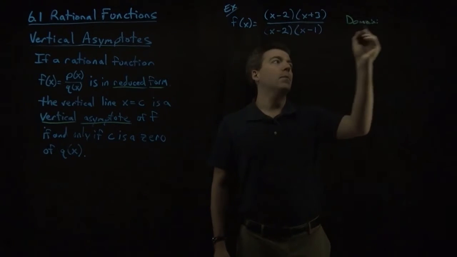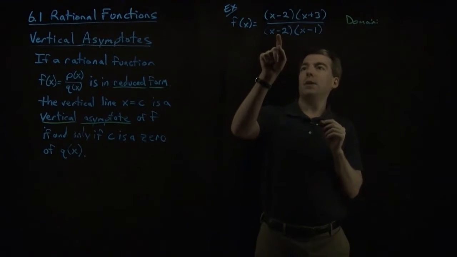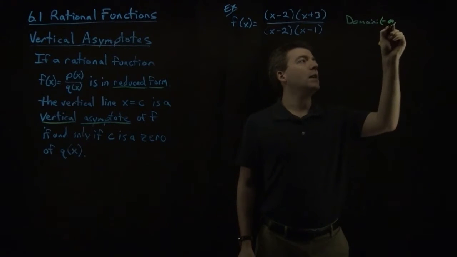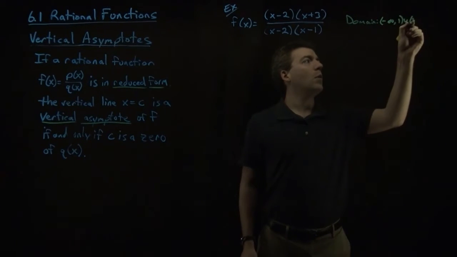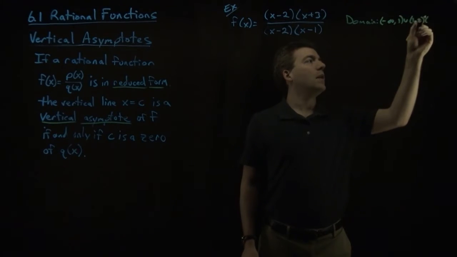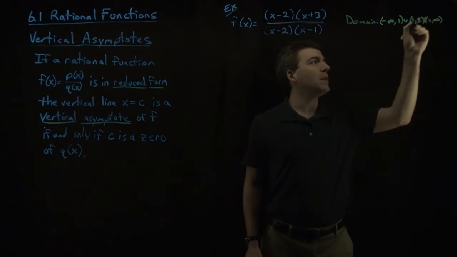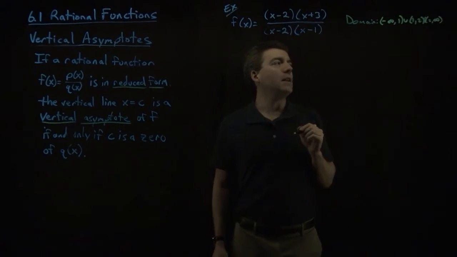So the domain is going to be, let's see, everything but 2 and 1. So negative infinity to 1, 1 to 2, and then 2 to infinity. Should be union symbol there. All right.